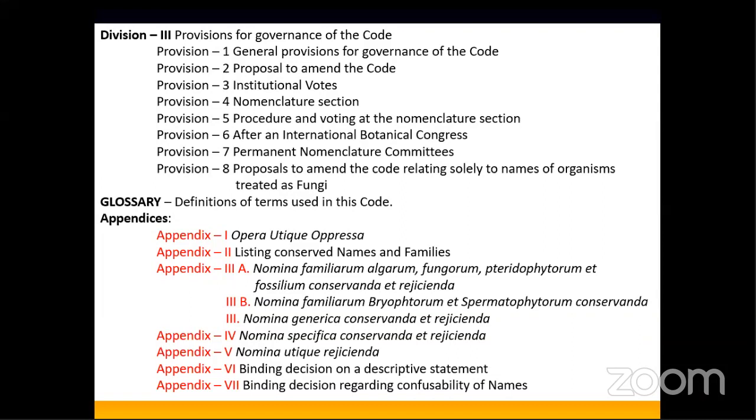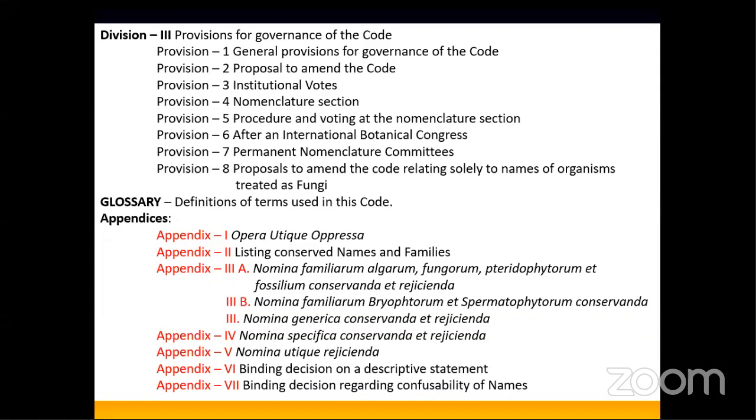Provision 8 is proposal to amend the code relating solely to names of organisms treated as fungi. It is only for fungi. And again, a glossary, definition of terms used in this code, elaborately they have given for all the names used in the code. It is defined very precisely.